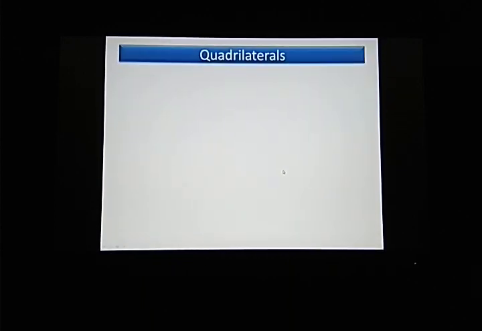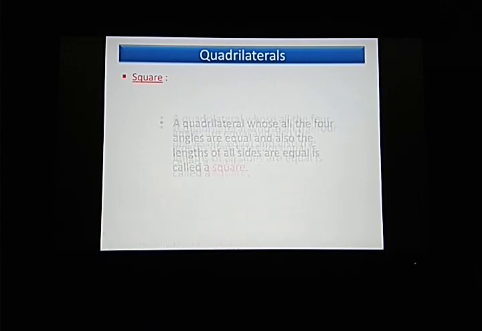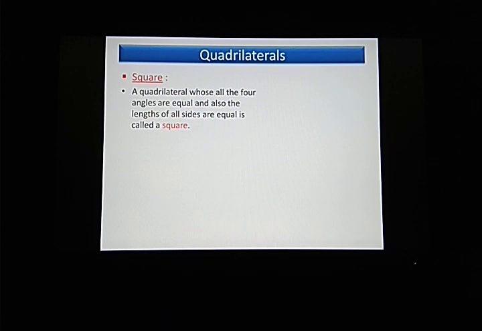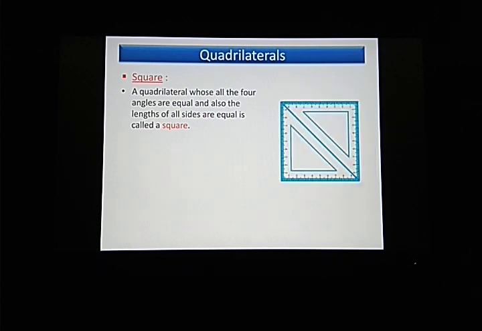Now next, moving on to the next quadrilateral, that is the square. So first of all, as usual, the definition: a quadrilateral whose four angles are equal and also the lengths of all the sides are equal is called a square. Here also we'll be showing you the diagram with the help of a set square. So here the pair of set squares is of the dimension 45 degree, 45 degree and 90 degree. So we take two such set squares and then we'll be discussing the definition.